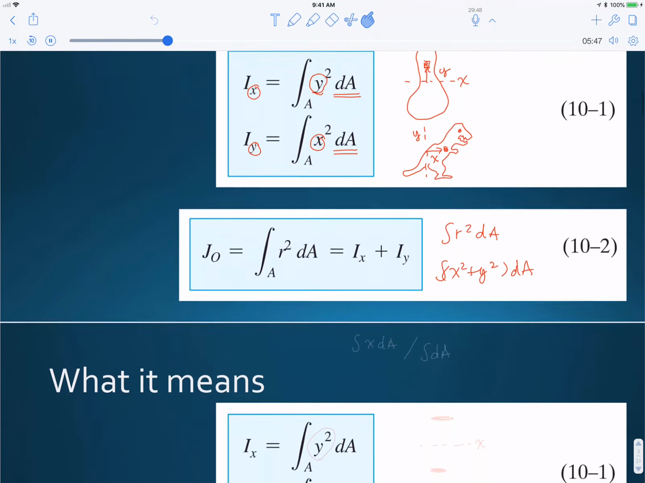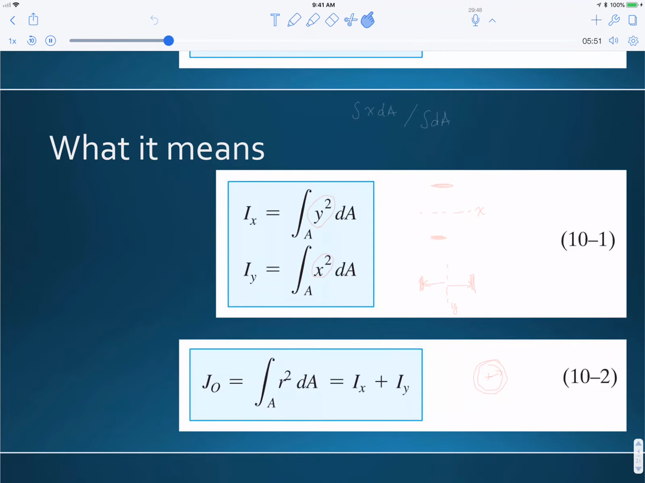So here's a way to remember what this means. Remember when we did integral x dA, and we divided by integral dA, it was the average x. Well, we're not dividing by integral dA, but instead of doing x dA, we're doing x squared dA, and instead of integral y dA, we're doing integral y squared dA. And the difference between x and x squared, other than it's a lot bigger, is that when you square a number, let's say minus 2 or plus 2, that both comes out to positive 4.